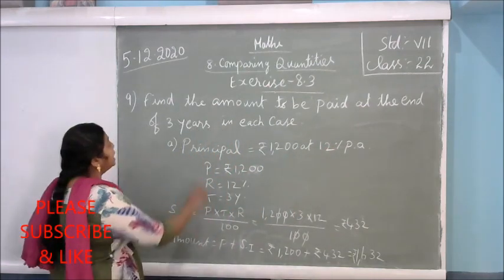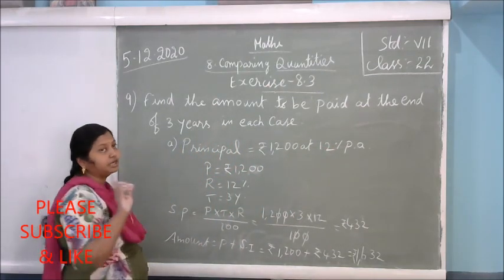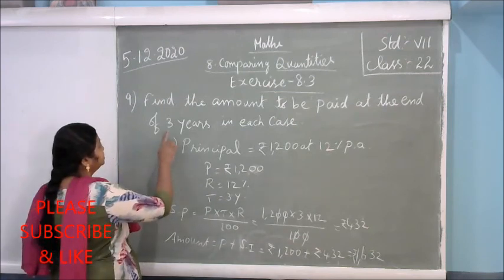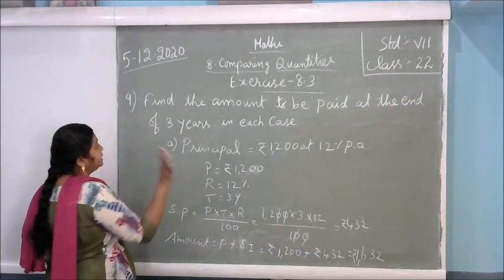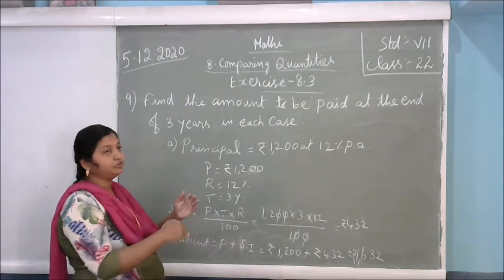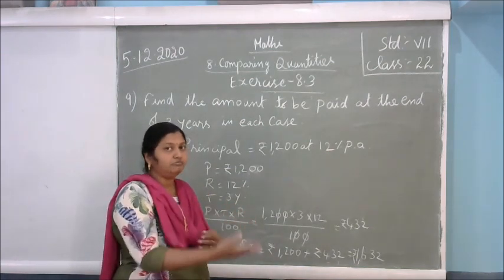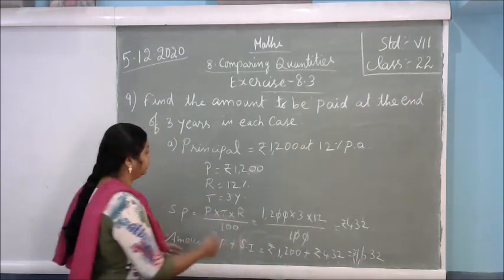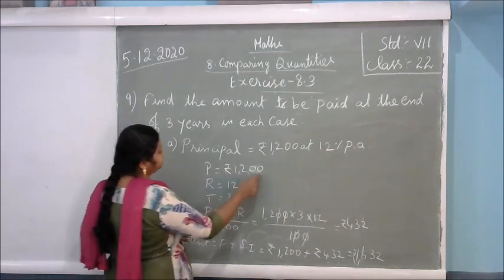And time also you need to find out, this one is simple interest. So time is 3 years. So after 3 years, how much amount do you have to give to the bank? That money you should find out. Principal is what? 1,200.